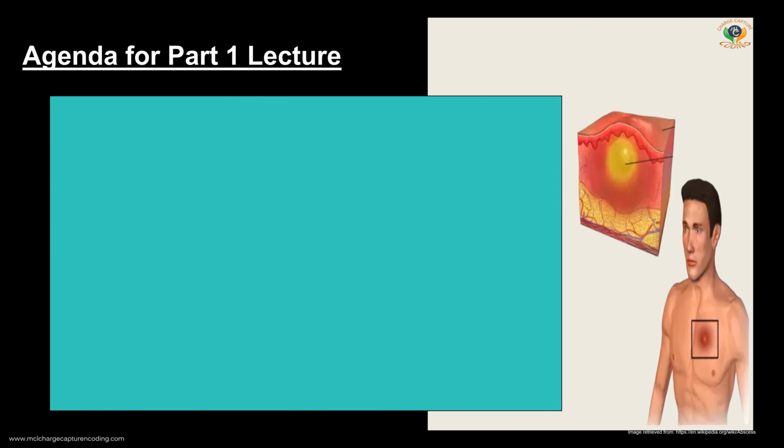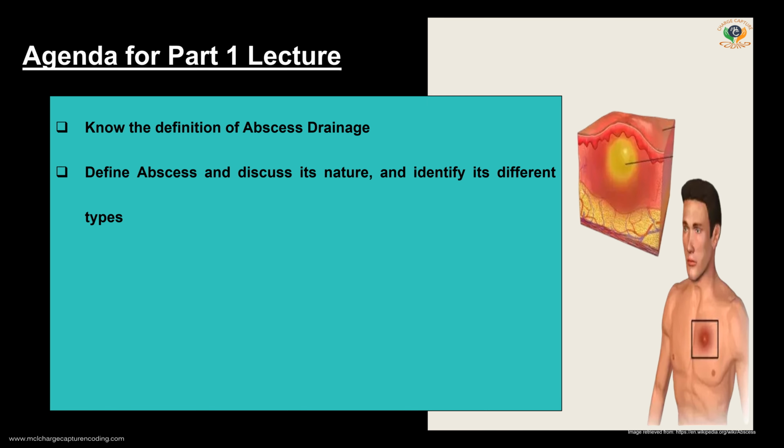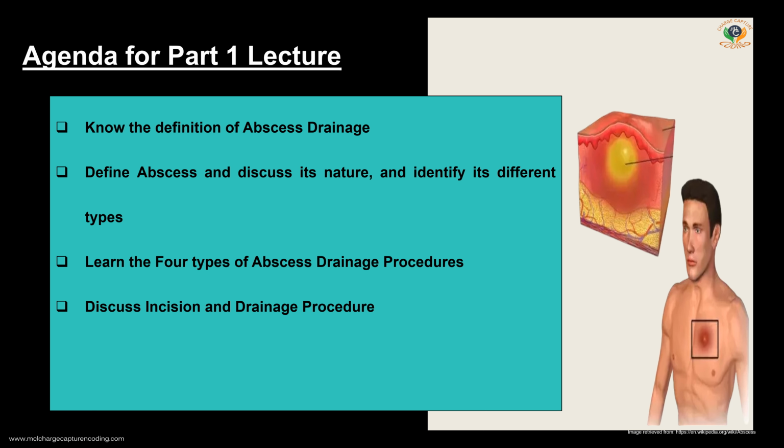The agenda is as follows. To know the definition of abscess drainage. Define abscess and discuss its nature and identify its different types. We will learn what the 4 types of abscess drainage procedures are, which we will discuss in detail as I present them to you by procedure, which shall comprise our 4-part lecture series. And that, of course, brings us to our Part 1 presentation for today, which revolves around the incision and drainage procedure with the current CMS documentation requirement and updated billing and coding guidelines.